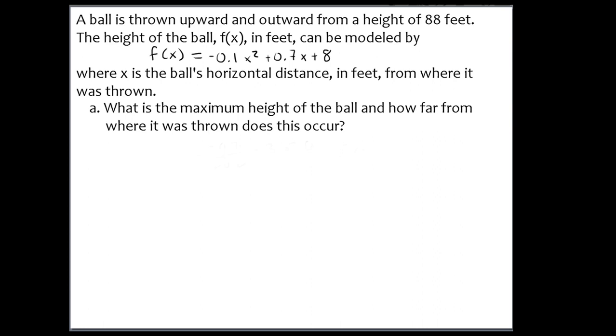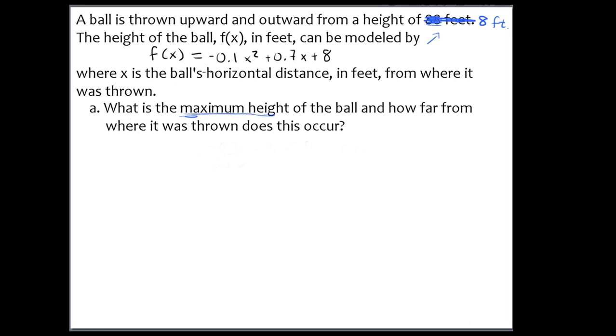I want to end with 2 word problems here. For the first, we have a ball thrown upward and outward, so like that, from a height of, oops, not 88, from a height of 8 feet. The height of the ball in feet can be modeled by f of x is equal to negative 0.1x squared plus 0.7x plus 8, where x is the ball's horizontal distance in feet from where it was thrown. And our first question is to find the maximum height of this ball and how far from where it was thrown the maximum height occurs.